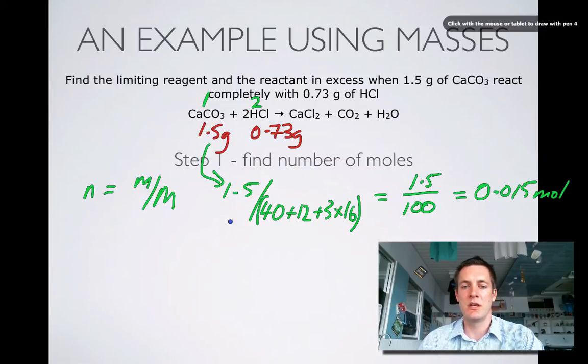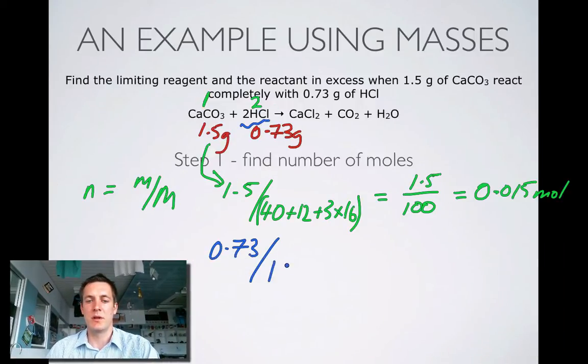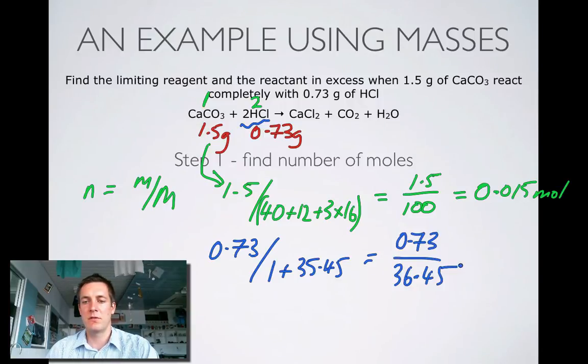Now if I deal with the hydrochloric acid, 0.73, the blue one, 0.73 over the mass of 1 mole, so that's the molar mass of HCl, and that is 1 plus 35.45, which is 0.73 over 36.45, and that looks like about 0.02. 0.73 divided by 36.45, that's 0.02.